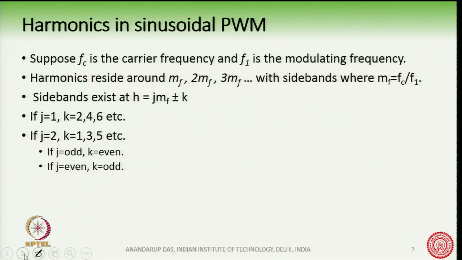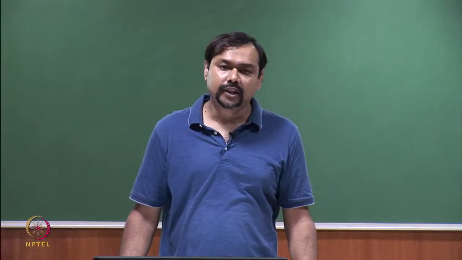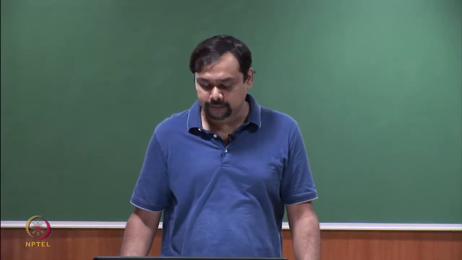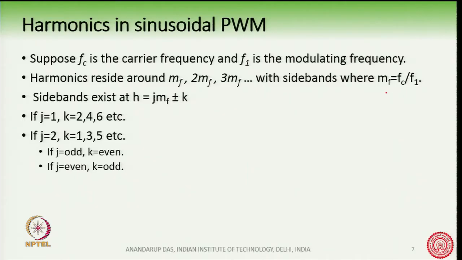Okay. So, suppose Fc is the carrier frequency, that is the triangular frequency, and F1 is the modulating frequency or the reference waveform frequency. Say for example, the modulating frequency can be a 50 hertz reference waveform, and the carrier frequency can be a 10 kilohertz triangular waveform. So, we define a term mf, where mf is equal to Fc divided by F1. So, it is the ratio of the frequency of the carrier to the modulating waveform.